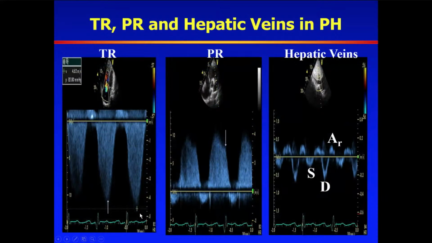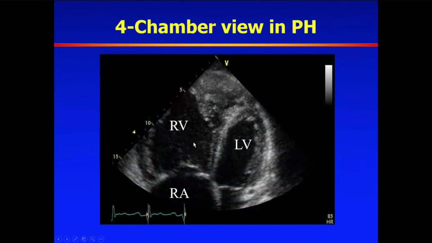You see here a very high peak velocity for TR, pulmonary regurg, peak velocity of 4, and diastolic velocity of 3, and you see hepatic venous flow with predominant flow in diastole, telling you that RAP is elevated. You see this markedly enlarged RV, and one of the challenges in these cases is that when you go for apical views, it may be problematic to get a proper 4-chamber view that would allow you to appreciate the size of the left ventricle.